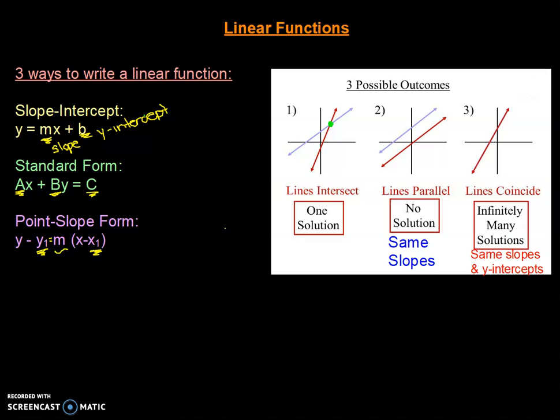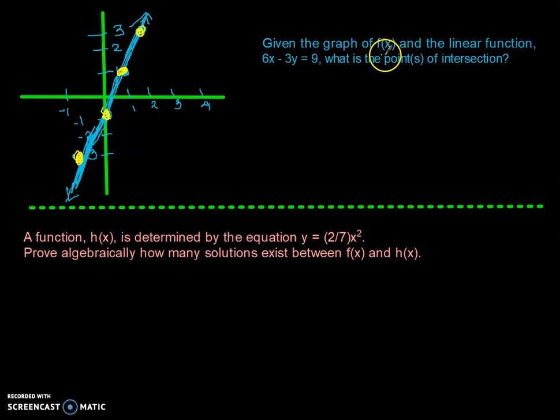So keeping that all in mind, we're going to work with a function here, given the graph of f of x. Yes, I know the graph looks a little funny. And the linear function 6x minus 3y equals 9. What is the point of intersection? So first off, given the graph of f of x, I'm first going to find out what f of x is. So I can find the slope and the y-intercept given a graph.